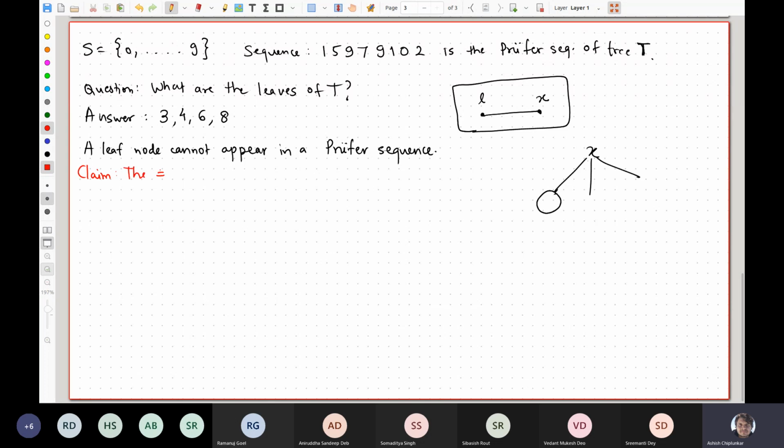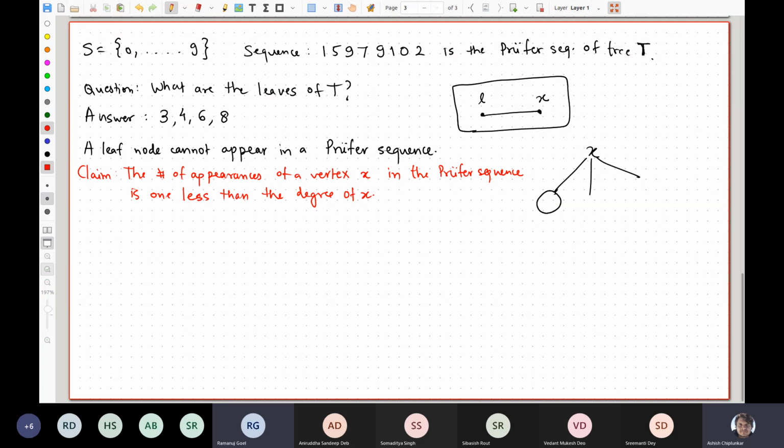The number of appearances of a vertex X in the prefer sequence is 1 less than the degree of X. And why is that so?